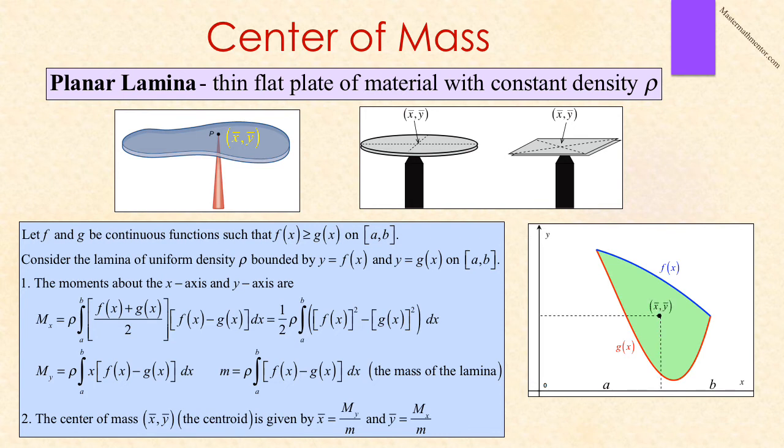So as before, the center of mass, x bar, y bar, which is the centroid, is given by x bar is equal to M sub y over m, and y bar is equal to M sub x over m. We will see this in the next few examples.